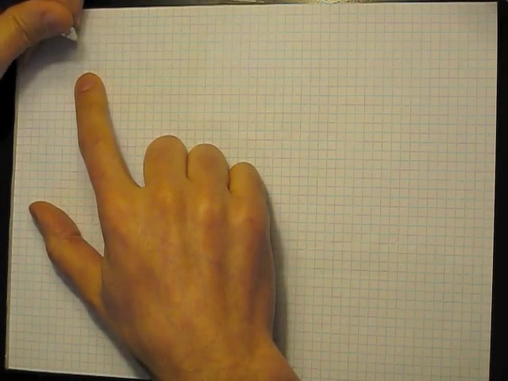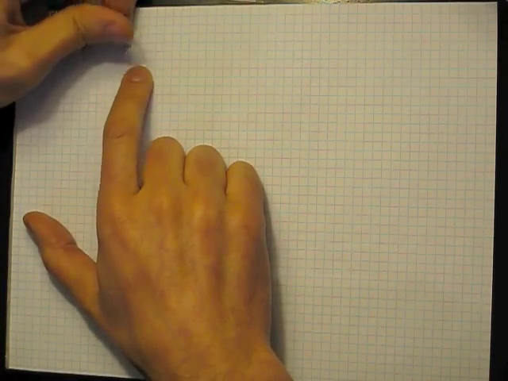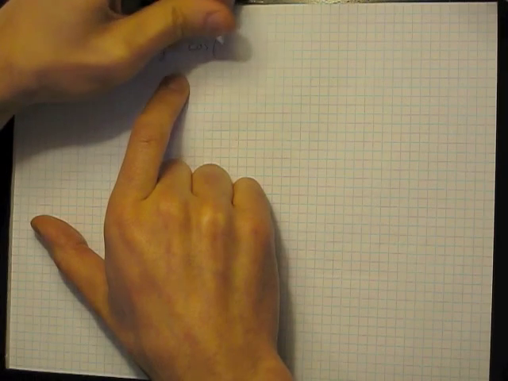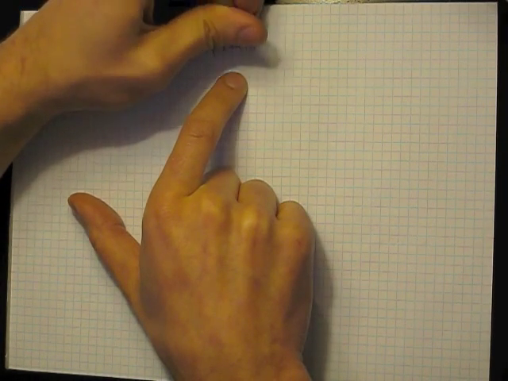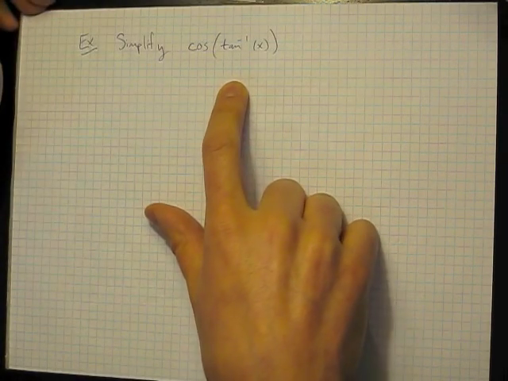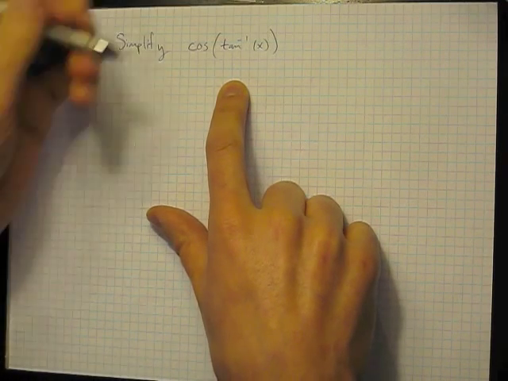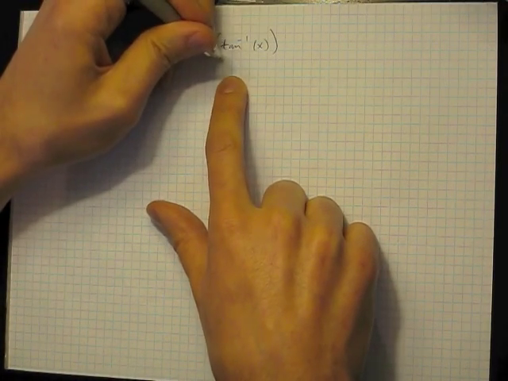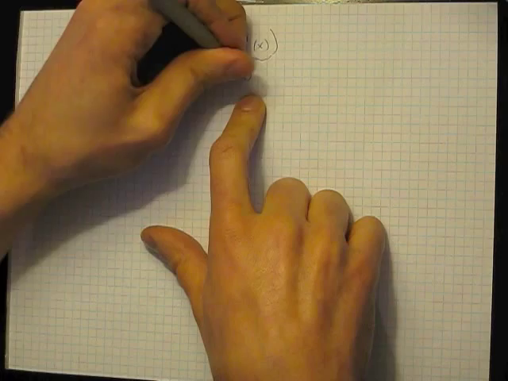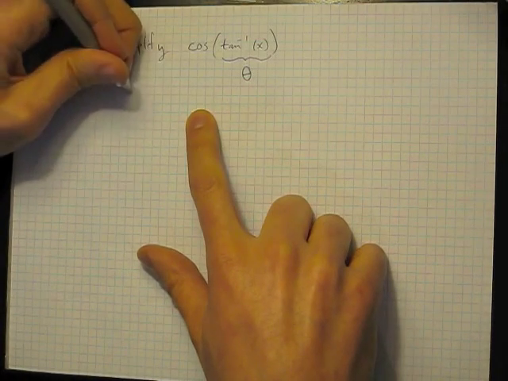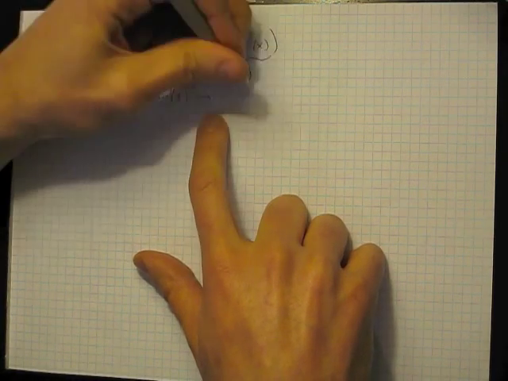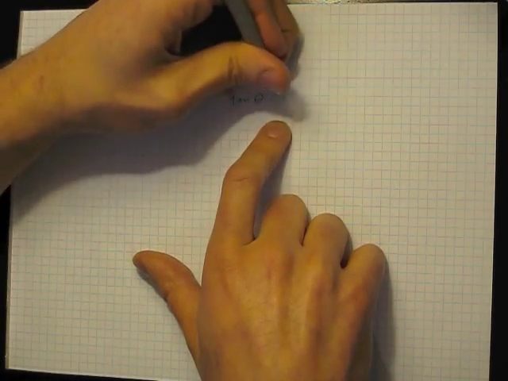So let's do an example where we simplify the following: cosine of the inverse tangent of x. Let's simplify this. Now this will look very similar to what we did for the sine inverse of a half, or of a third. Remember, the output of an inverse trig function is an angle, so we call it an angle here. So we get theta is equal to the inverse tangent of x. That means for us that the tangent of theta is equal to x.